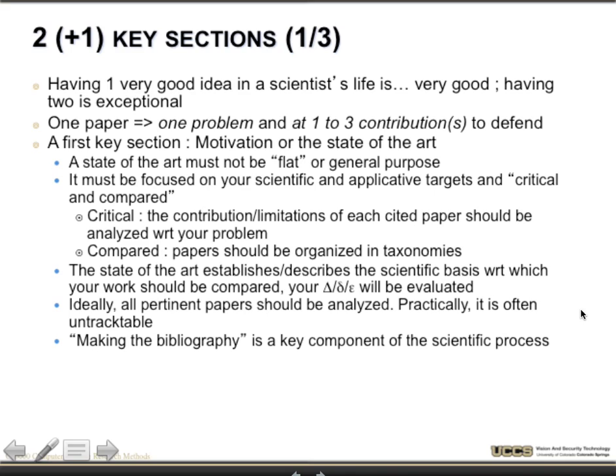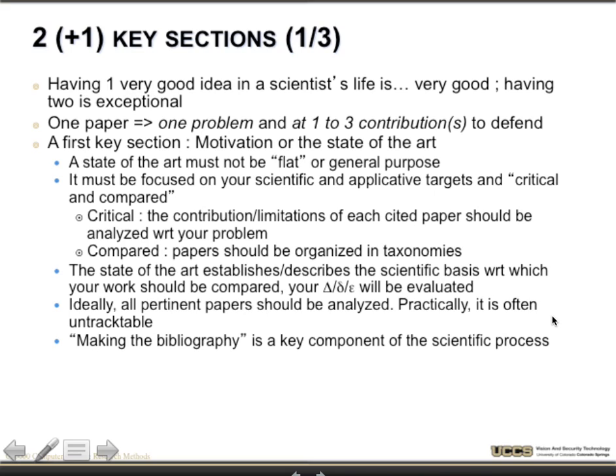So the state of the art establishes the benchmarks with respect to the work and how things are going to be compared, which is why it becomes difficult if multiple papers have different ones, but you'll find some way of putting those together in your survey. Ideally, all pertinent papers should be analyzed. Practically, that's often impractical, just because you might be working in a field where the number of relevant papers might be 40 or 50, because depending on how you measure advances, there might be lots of related papers.